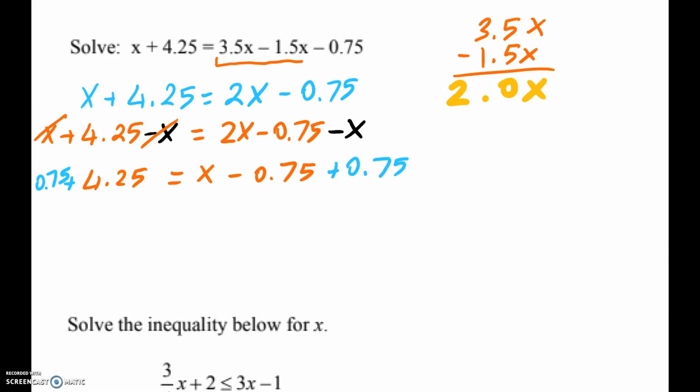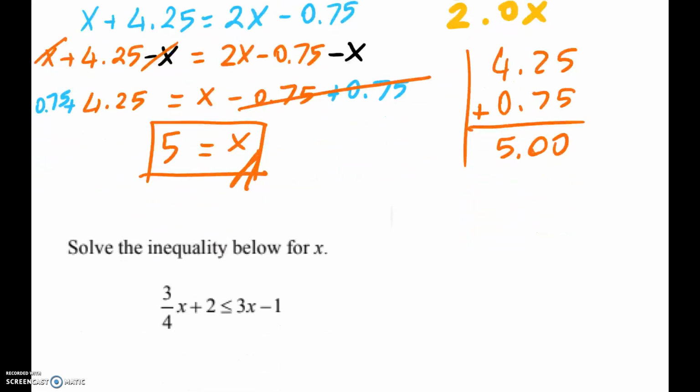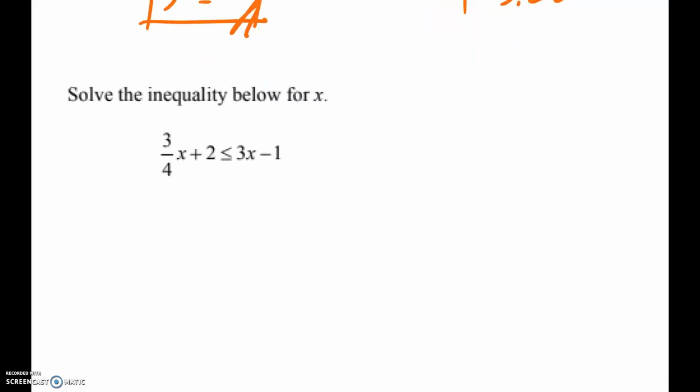I think you can finish the solution because x is lonely on the right. On the left, you have 4.25 plus 0.75. I think it is 5, right? So x is 5. I don't need to use my calculator irrelevantly. I think I have time. I can solve this last problem.